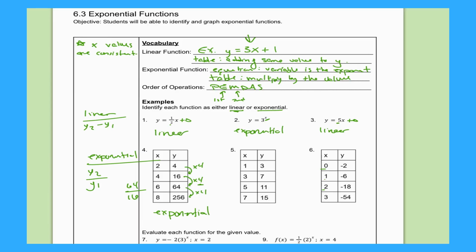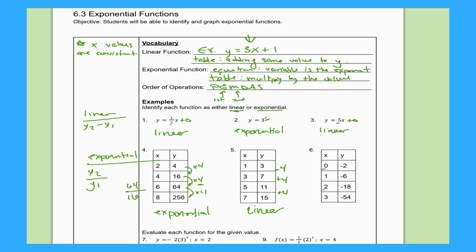So in this one, I could divide backwards, 7 divided by 3. But then if I do 11 divided by 7, I get a different answer. So I'm not multiplying. So instead I can do 7 minus 3 is 4. And 11 minus 7 is also 4. 15 minus 11 is also 4, which means I'm adding 4 every time. So since I'm adding every time, that's linear.